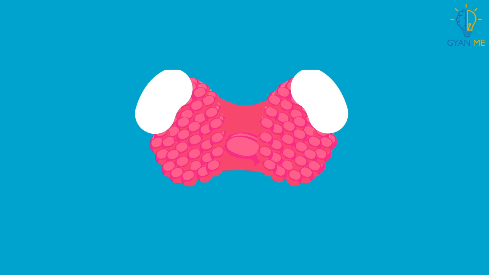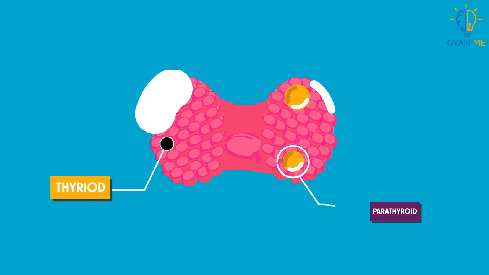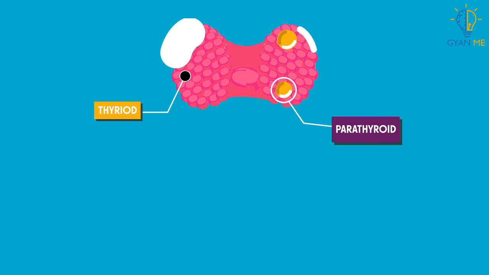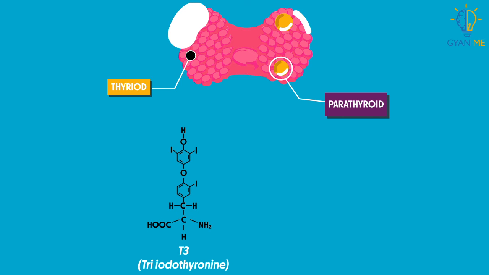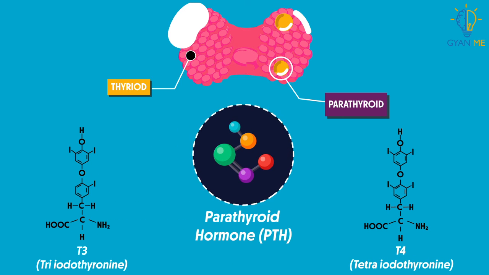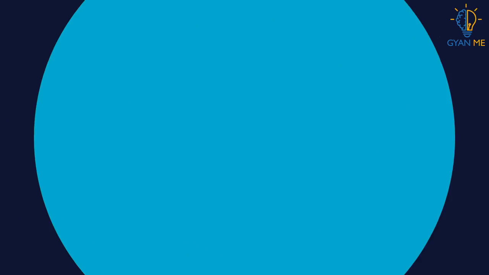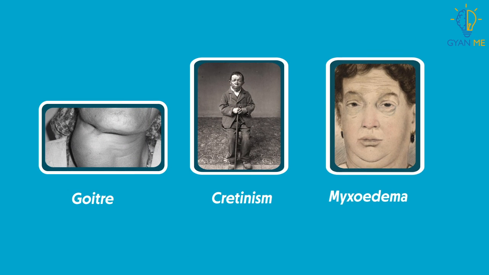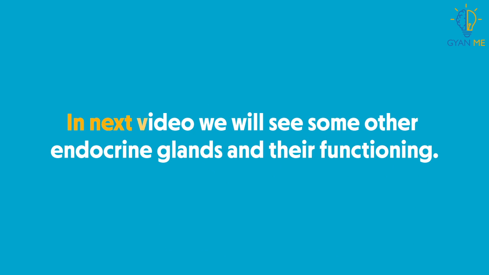So students, we have learnt about a pair of important glands, the thyroid and the parathyroid glands, and their functions. The thyroid gland secretes T3 and T4 hormones. The parathyroid glands secrete parathyroid hormone or PTH, also called parathormone. We also learned about disorders caused by abnormalities in the secretion of thyroid and parathyroid hormones. In the next video, we will see some other endocrine glands and their functioning.